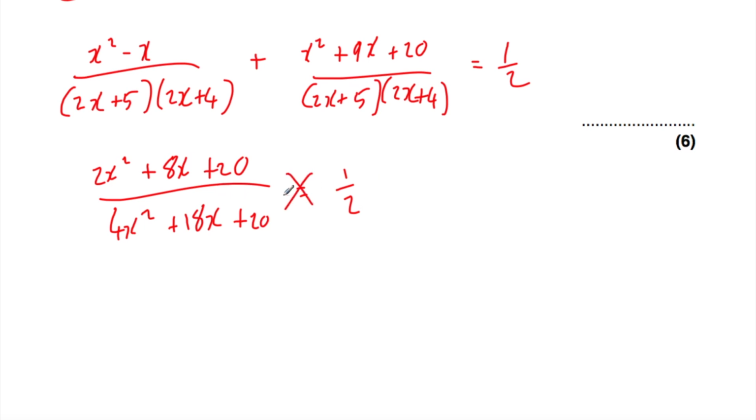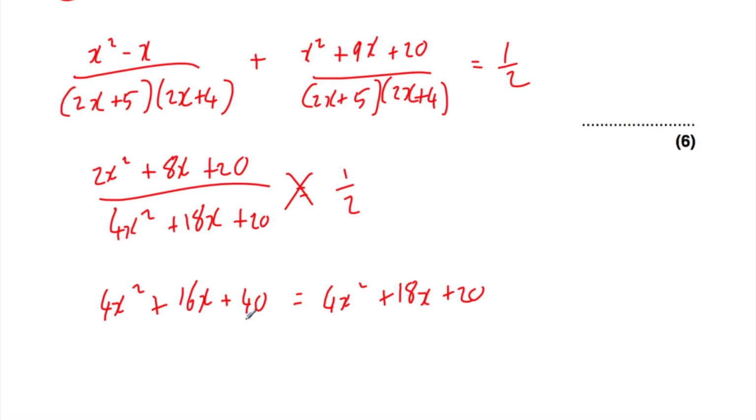If you've looked at cross multiplication, you can use cross multiplication. In other words, this numerator times that denominator would be the same as that numerator times that denominator. That's the approach I'm going to use. So this times 2: 2x squared times 2 would be 4x squared, 8x times 2 would be plus 16x, and 20 times 2 is plus 40. And that equals, well, 1 times this would just be this, so 4x squared plus 18x plus 20.